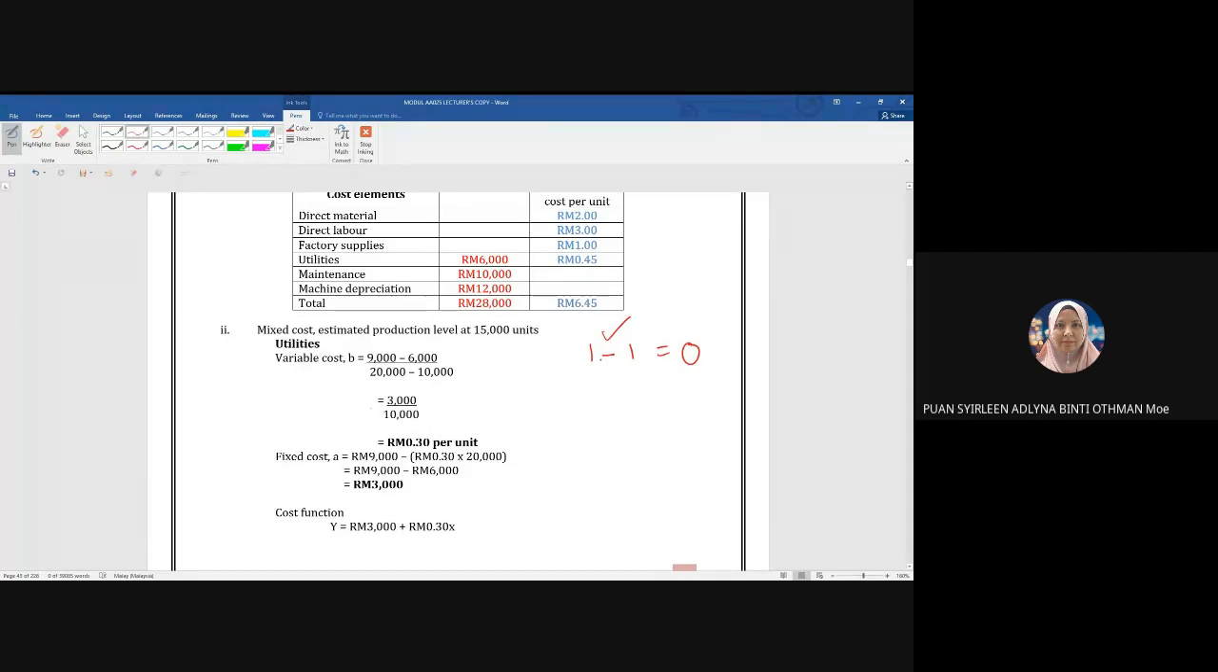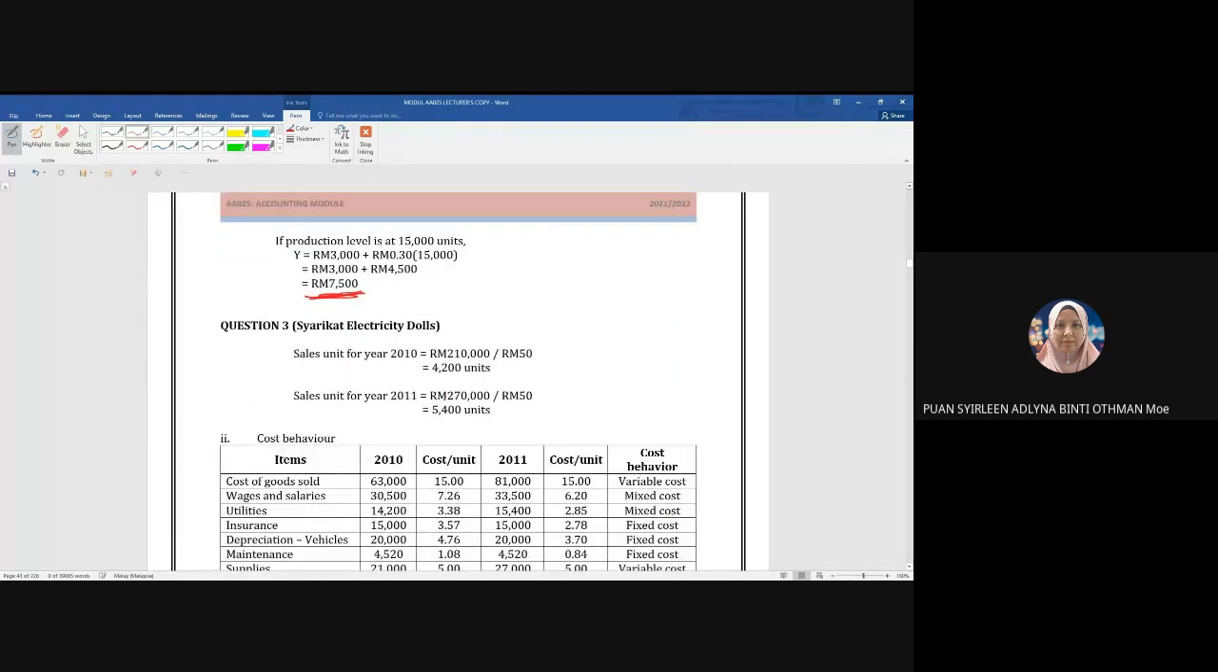Alright, so this is for question 2. Ada soalan mau tanya? Tak ada. Okay, we are done with number 2. We go straight to number 3.